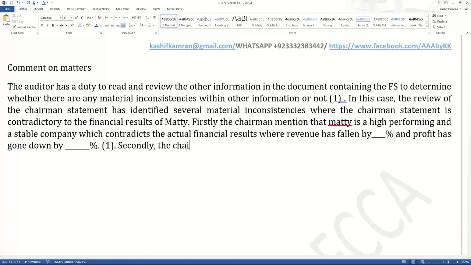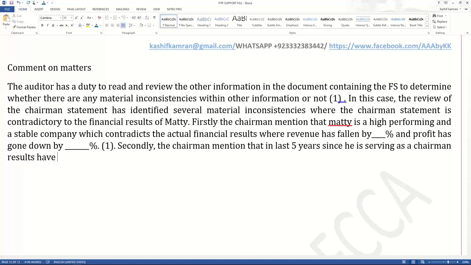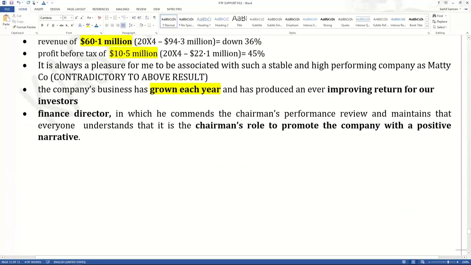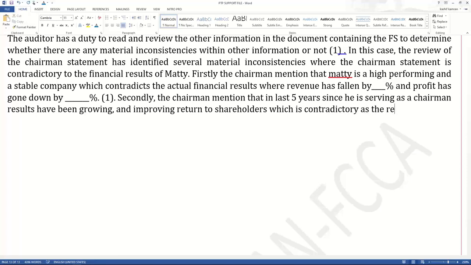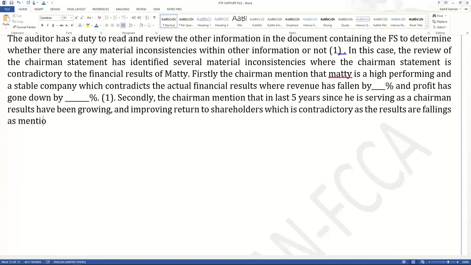Secondly, the chairman mentioned that in the last 5 years, since he is serving as a chairman, the company has produced ever improving returns, grown each year, and good results to shareholders, which is contradictory as the results are falling as mentioned above.